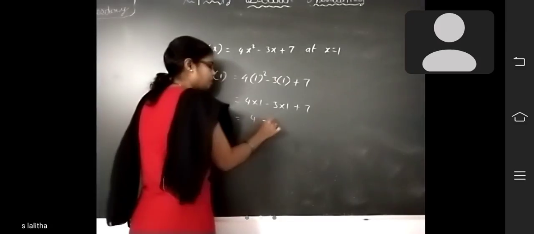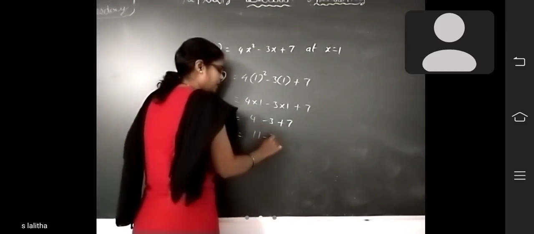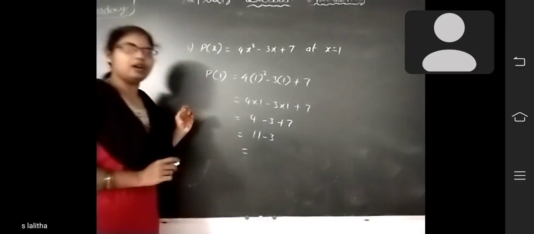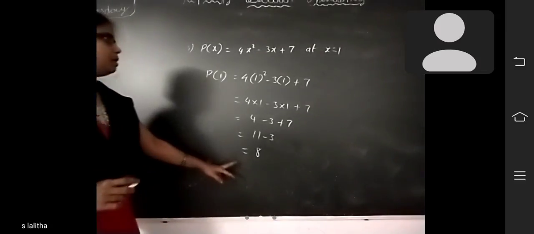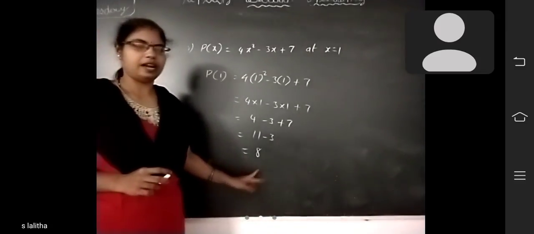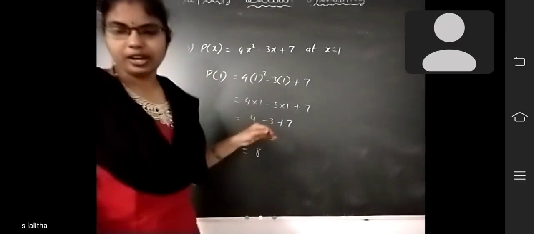4 ones 4, minus 3 plus 7. How much is 4 plus 7? 11 minus 3, how much children? 8. So, what is the answer? P of 1 is equal to 8. At x equal to 1, what is the answer? 8. Okay. Like that you can do the remaining sums.